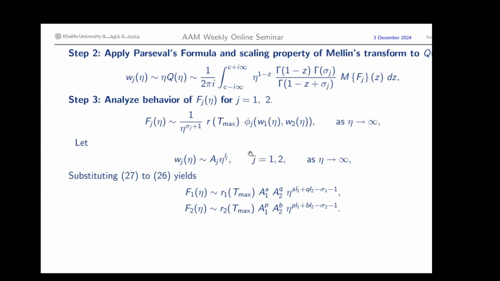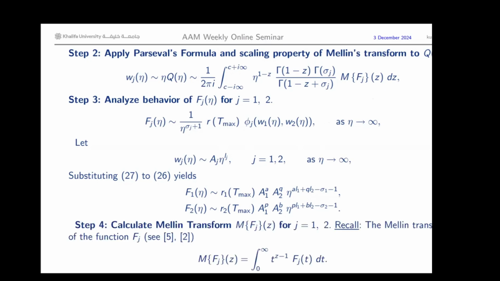So I was saying that we let wj eta assume this power type of nonlinearities, and when we substitute it into 26 and then 25, we shall get the asymptotic power balance. So first of all, we substitute 27 into 26. We obtain the following form. And then the next thing that we need to do is to calculate the Mellin transform.